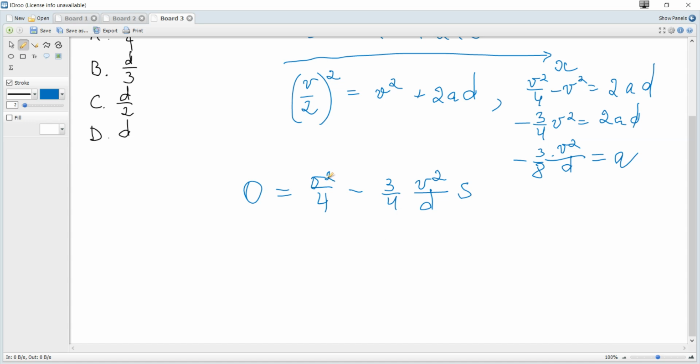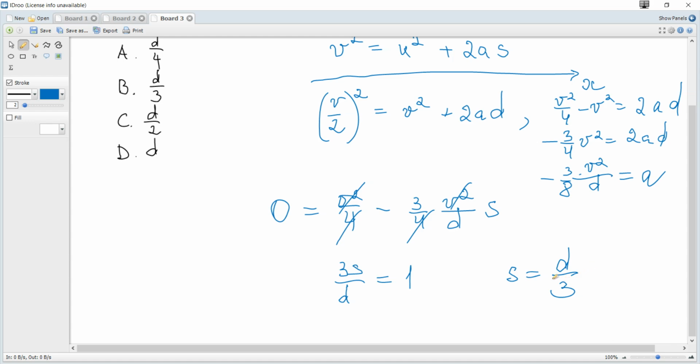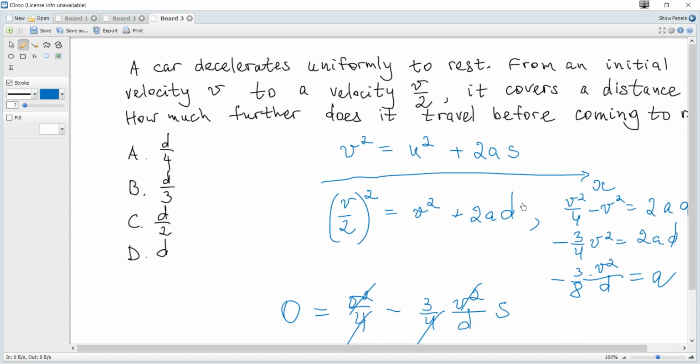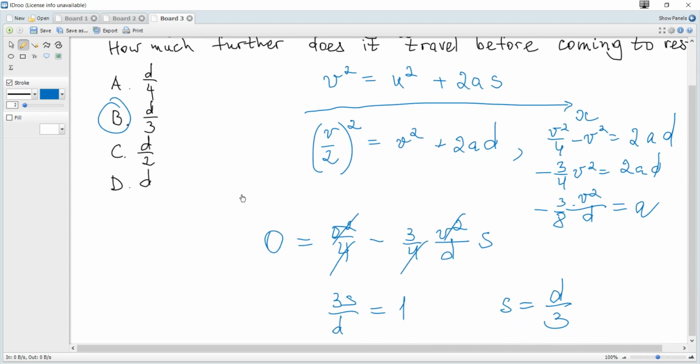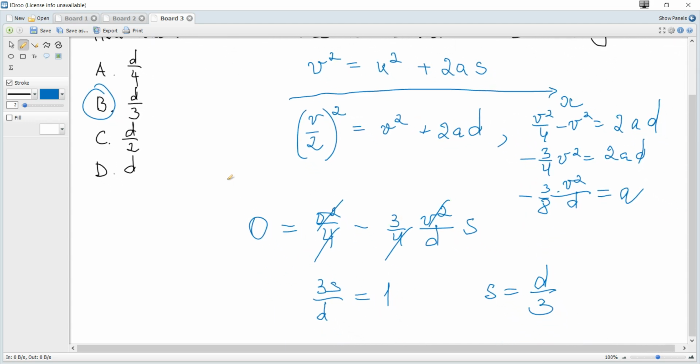We can see that we can divide each term by v squared, and we can multiply by 4, so that 3s over d is equal to 1, hence s is d over 3. So displacement and distance is d over 3, so B is correct. And that's all for this question.